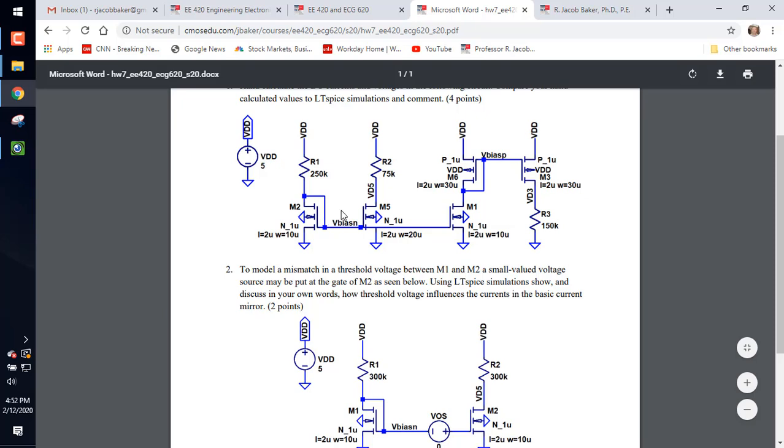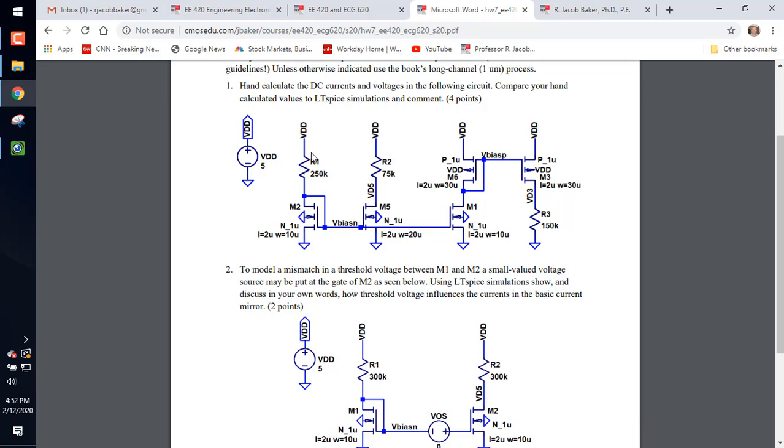And guess what? This is 150K, this is 250K. This voltage is going to be 150 divided by 250 times the voltage drop across this one. But you don't need to get into that depth. Just get the current flowing through here, multiply times 150K, and that gives you VD3. Any questions? Does this seem doable now?